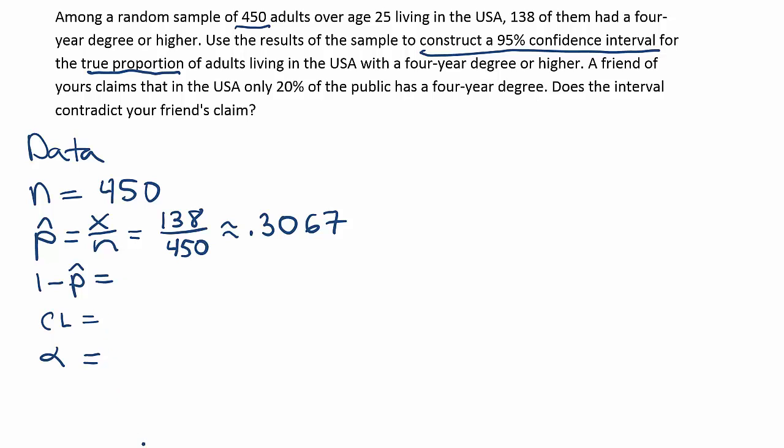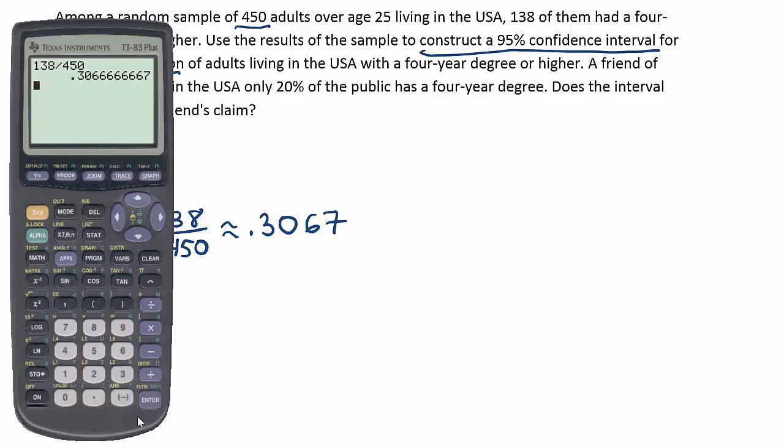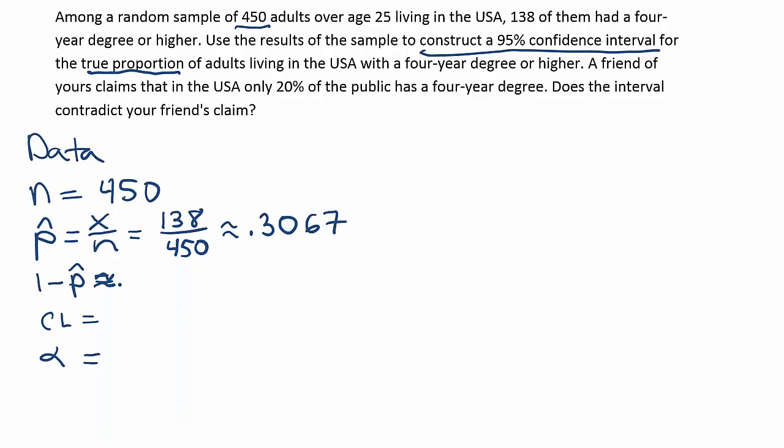And then you need to do 1 minus that value to get the q hat value, and all you have to do in your calculator is 1 minus the value you already have. You'll get your solution, which is 0.693 repeating, so I'm going to call it 0.6933. Then you'll need a confidence level. We want 95% confidence, so 0.95, and that of course makes alpha 0.05, taking 95% from 100%. Okay, so you have your data.